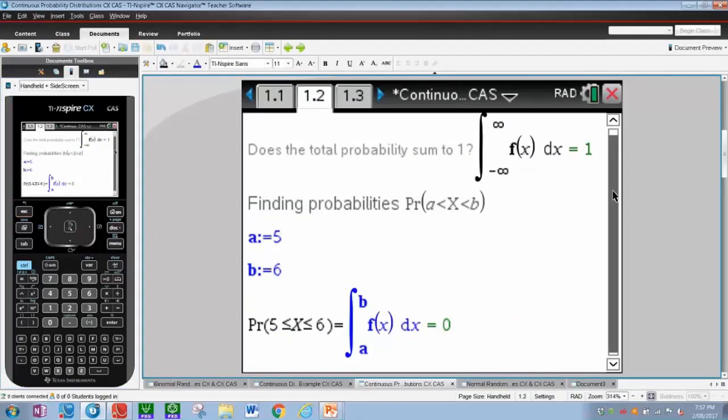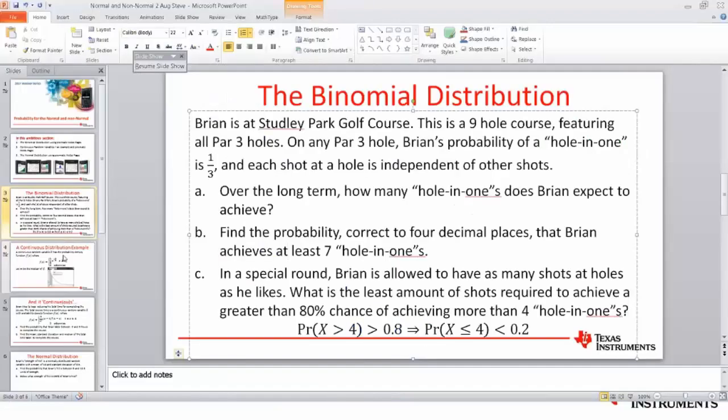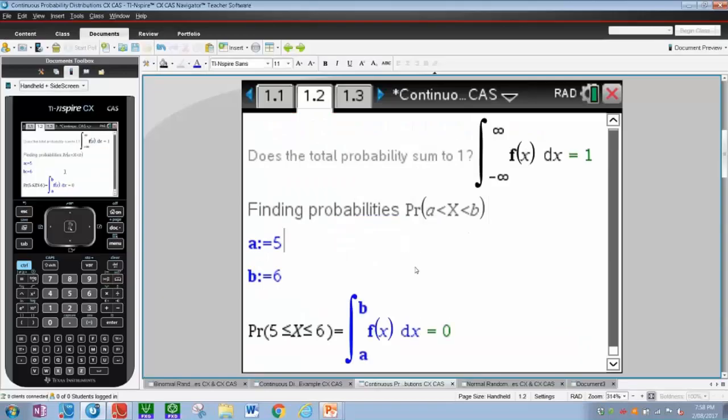And the first thing that the calculator actually does is it verifies that it is a valid probability density function. As you can see, it actually asks, does the total probability sum to 1? And the calculator goes through the motions of evaluating the function between negative infinity and positive infinity, and we do get 1. So we know for a fact that this particular PDF, where is it? There we go. This particular PDF is indeed a valid PDF, and that's great to see.